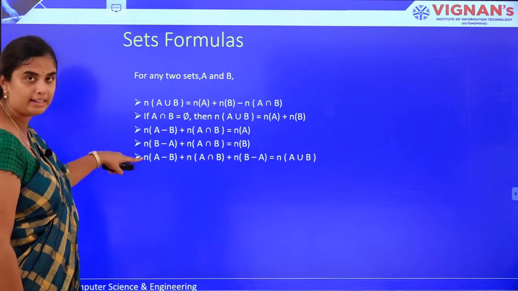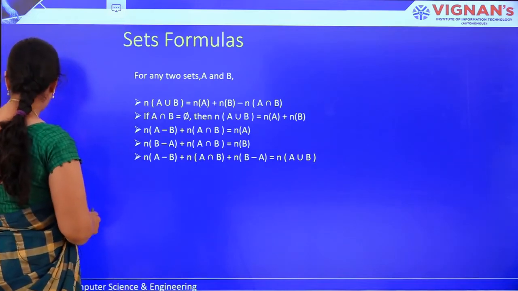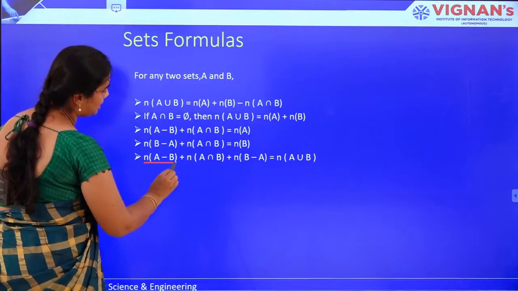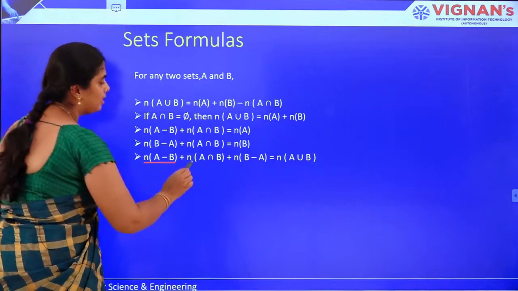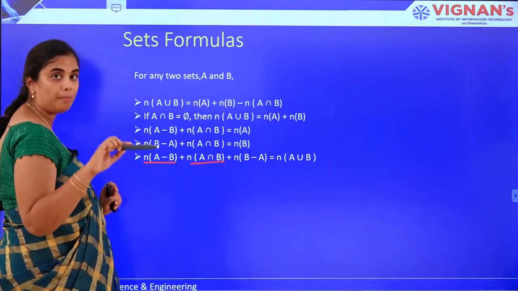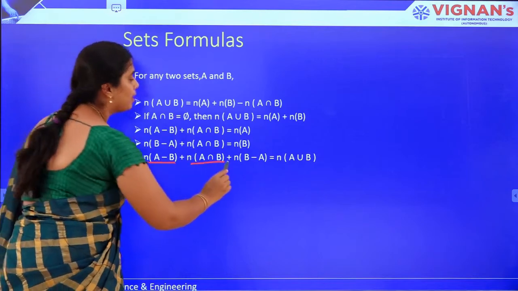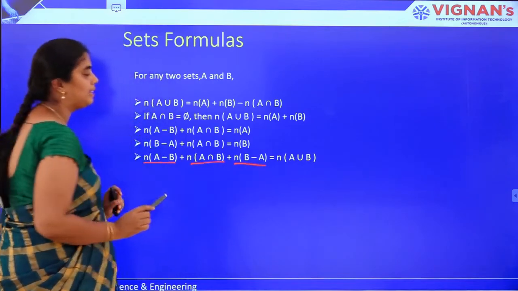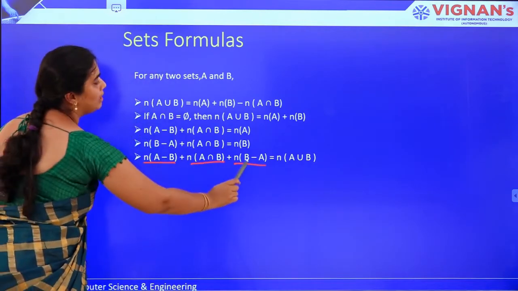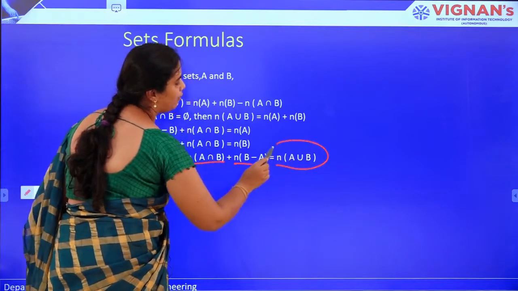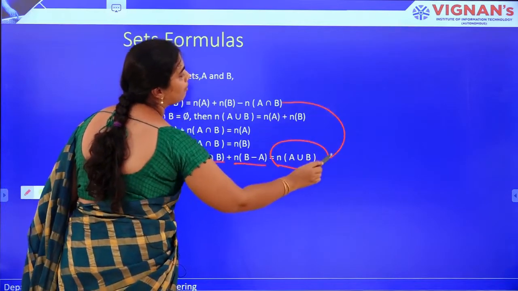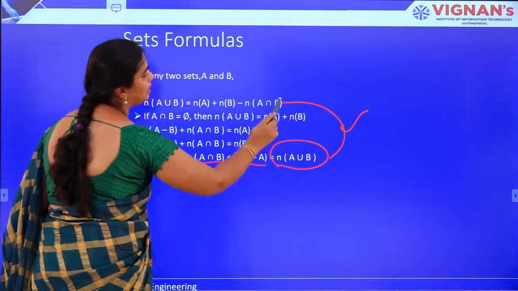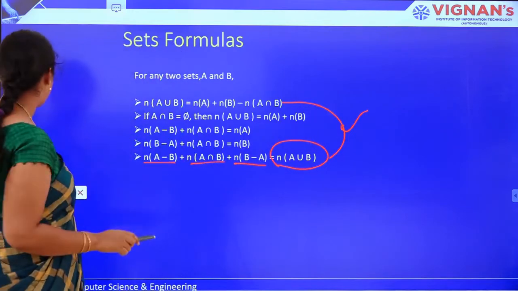I will just elaborate this one. See here, the number of elements present only in A, plus the number of elements present in the common part of A and B, plus the number of elements present only in B. If you add all these things, then you will be getting n of A union B. These two formulas are pretty similar, but the representation of these is varied.